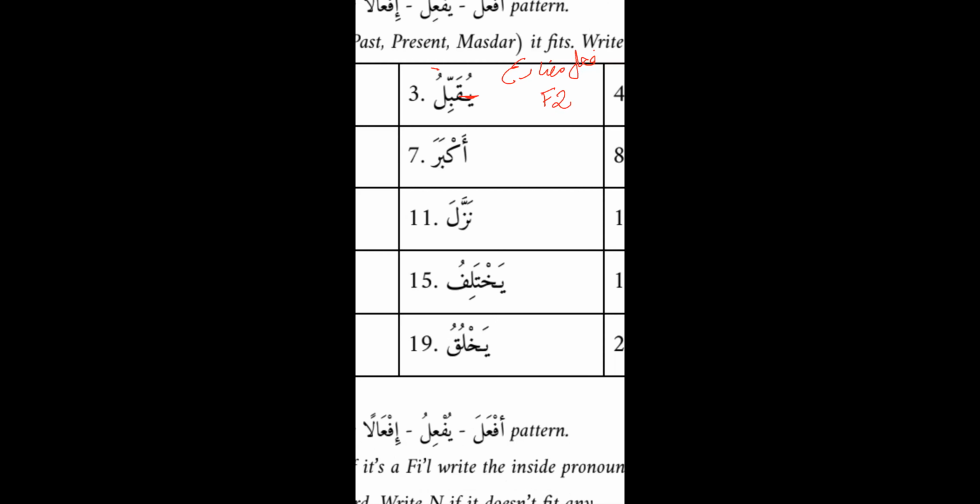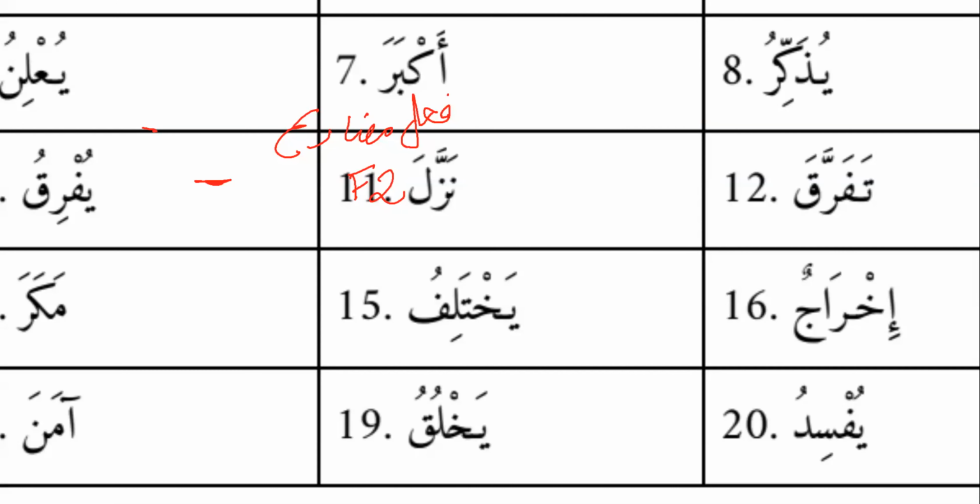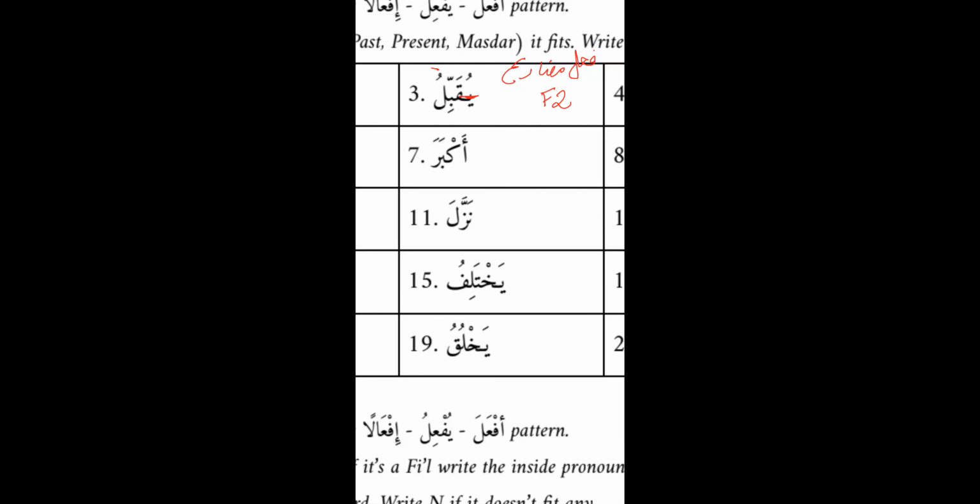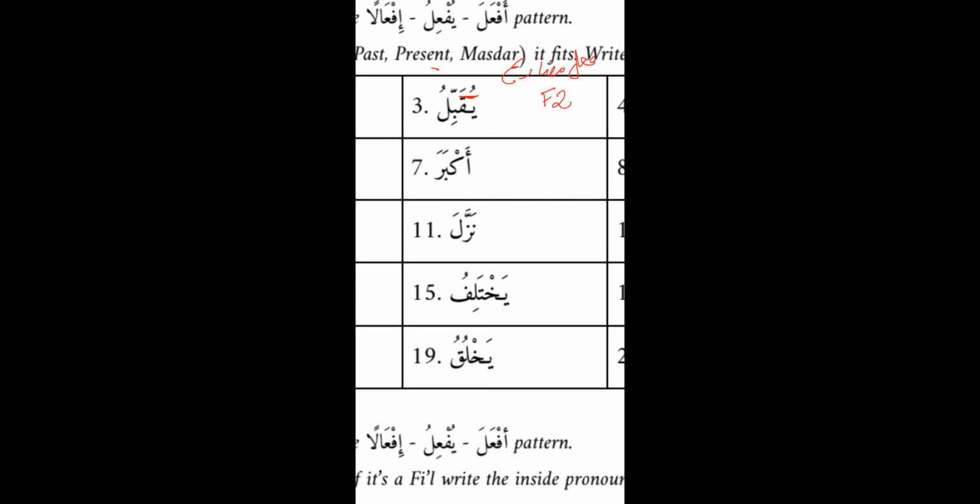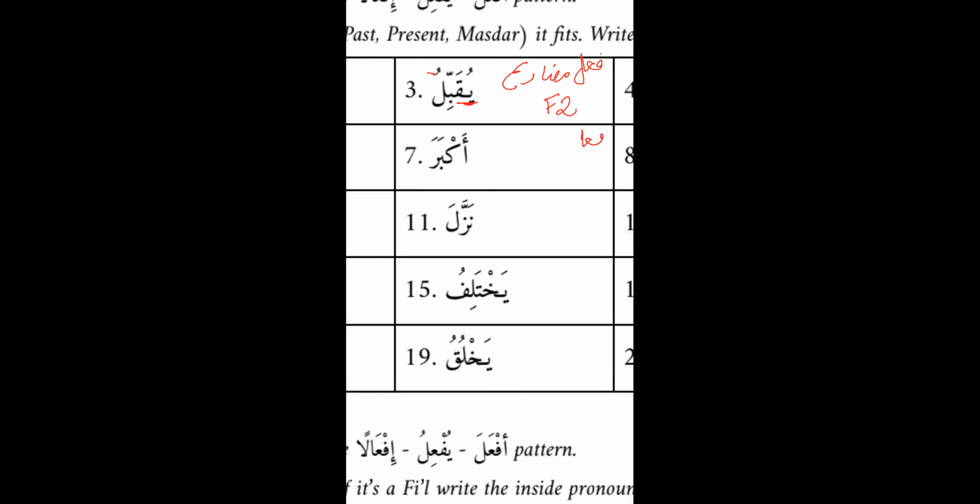Just give me a second. It's past tense. Okay, jazakallah khair. Akbara. What is it? Is it a fail or an ism? It's a fail. It is past tense, and it is Aslama family. Why past tense? Because the last root letter has fatha, and there are all the fathas on the whole form.